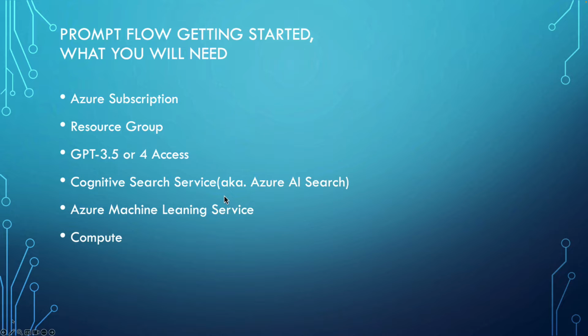So to get us started, this is what you're going to need: an Azure subscription. And we're going to walk through all of this. I'm going to assume you already have an Azure subscription and you already have GPT 3.5 or GPT 4 access. But we're going to create a resource group, go ahead and create the services for GPT 3.5, cognitive service search, also known as Azure AI search now, or Azure AI document intelligence, depending on which document you look at, Azure Machine Learning Service, and inside of an Azure Machine Learning Service, we're actually going to also create a compute. So with that, let's go ahead and get started.